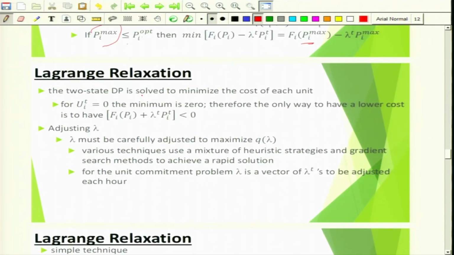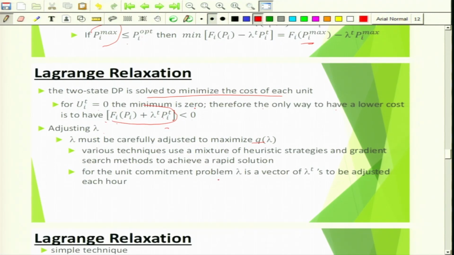Now the 2-state dynamic program is solved to minimize the cost of each unit. For Ui of t equal to 0, the minimum is 0. Therefore the only way to have a lower cost is to have the cost function, or the Lagrangian function, Fi of Pi plus lambda into Pi of t, be less than 0, right. Lambda must be carefully adjusted to maximize q of lambda, and various techniques use a mixture of heuristic strategies and gradient search methods to achieve a rapid solution.